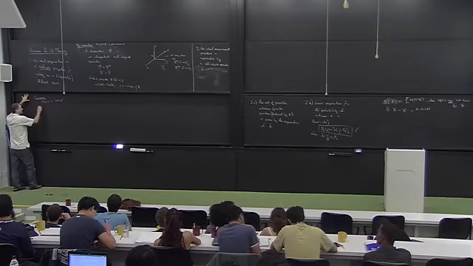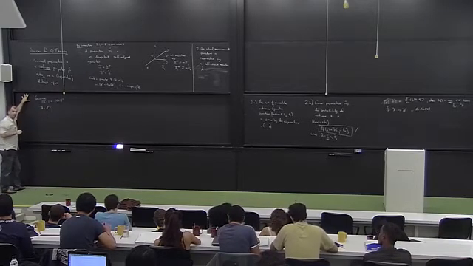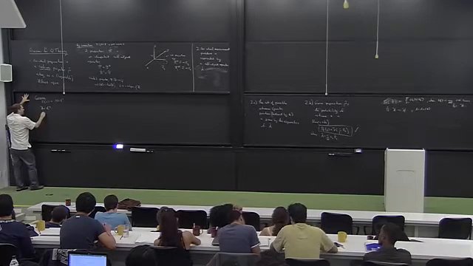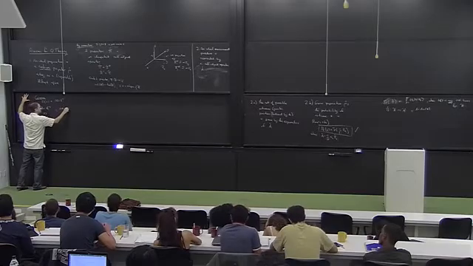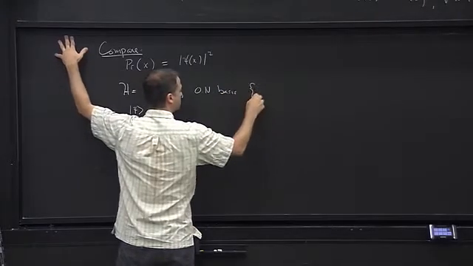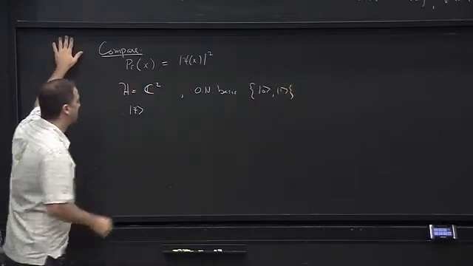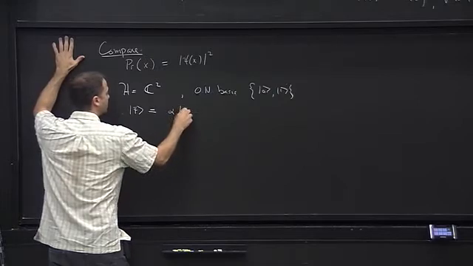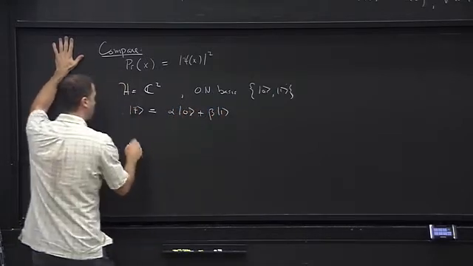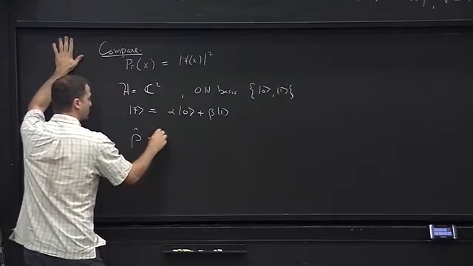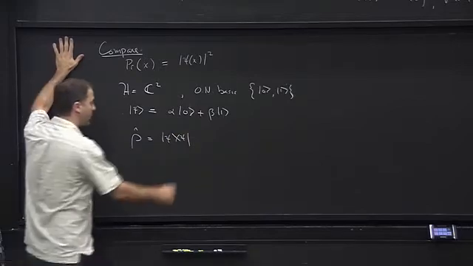But what I can do is consider H equals C2. This is a qubit, a two-level system. Let me define an orthonormal basis as |0> and |1>. Then psi is equal to alpha |0> plus beta |1>. Our preparation rho is associated with |psi><psi|. This is a rank 1 projector.